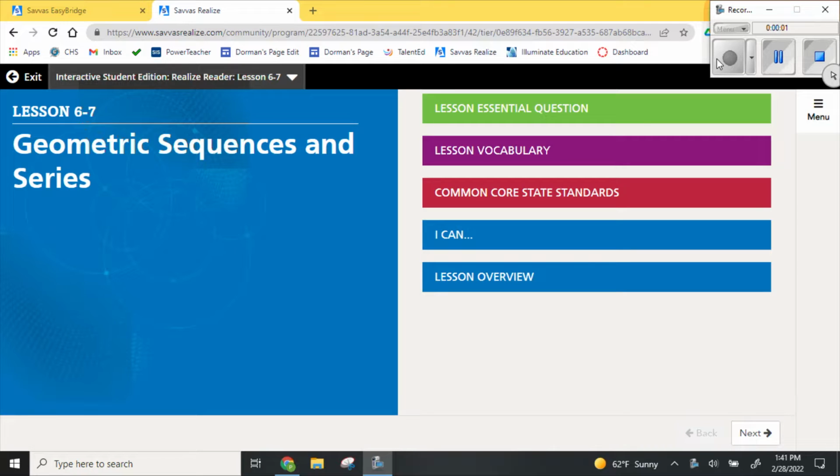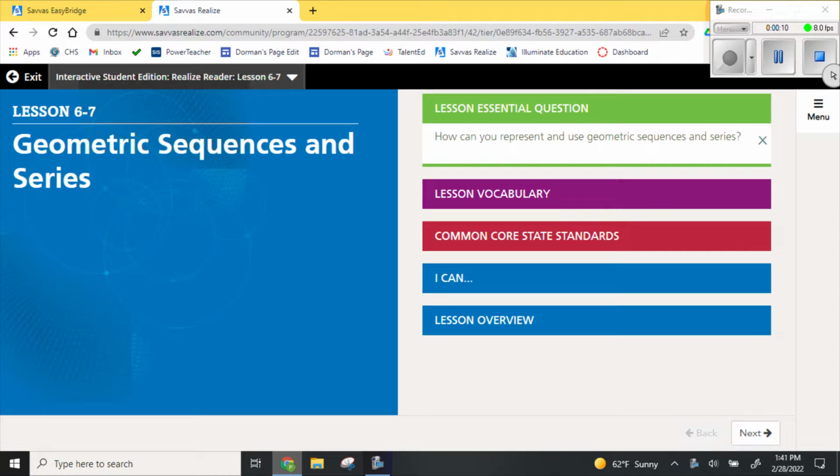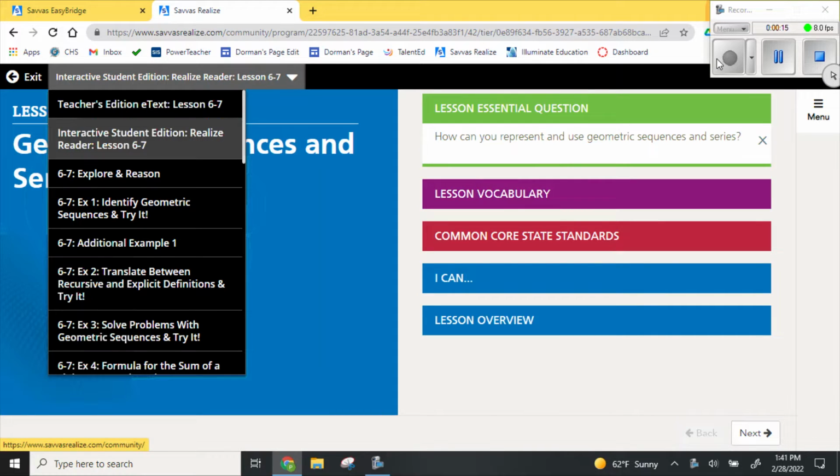Welcome to the last lesson of topic six, lesson 6-7. We're going to talk about geometric series and sequences. Here's our essential question for the day. Let's get right into it.